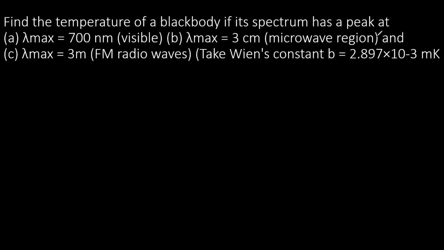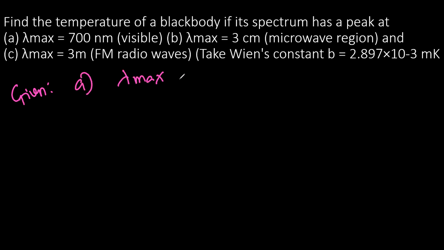Find the temperature of a black body if its spectrum has a peak at. Okay? So there are 2-3 conditions here. So let's go one by one. Given. So find the temperature of the black body if its spectrum has a peak value at. So हर एक condition में we need to find the temperature. Okay? Sure. So at the first condition, what is the given?